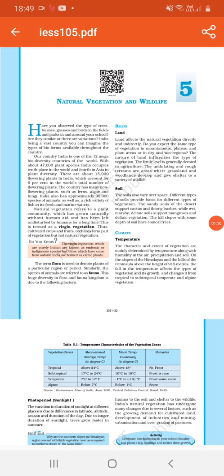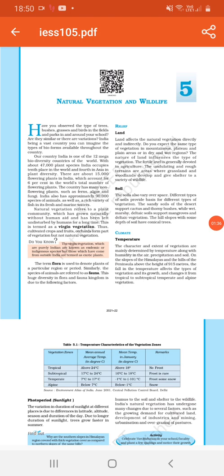If we talk about natural vegetation, it refers to a plant community which has grown naturally without human aid and has been left undisturbed by humans for a long time. This is termed as virgin vegetation also. The term flora is used to denote plants of a particular region or period, and just like this, the species of animals are referred to as fauna.